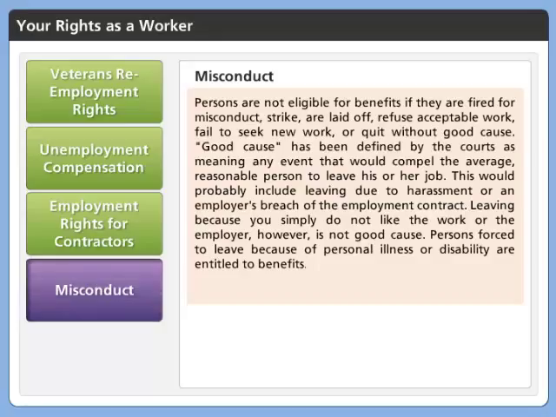Misconduct. Persons are not eligible for benefits if they are fired for misconduct, strike, are laid off, refuse acceptable work, fail to seek new work, or quit without good cause. Good cause has been defined by the courts as meaning any event that would compel the average reasonable person to leave his or her job. This would probably include leaving due to harassment or an employer's breach of employment contract. Leaving because you simply do not like the work or the employer, however, is not good cause. Persons forced to leave because of a personal illness or disability are entitled to benefits.